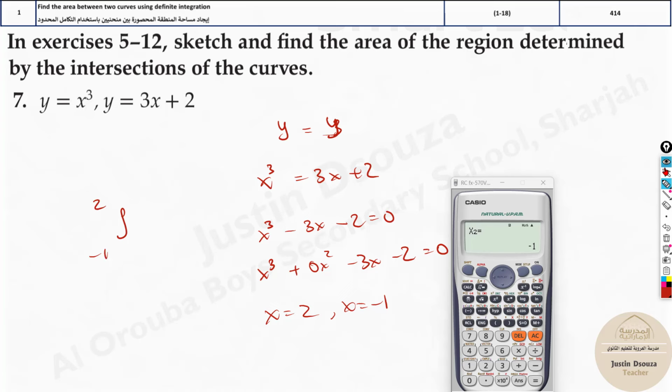Now you might be thinking, this is x cubed. There must be 3, right? Let me press again. No, -1 is repeated because there are only 2 solutions here, because one solution is already repeated. So our limits are -1 to 2.